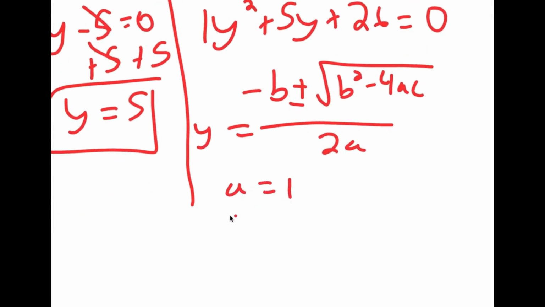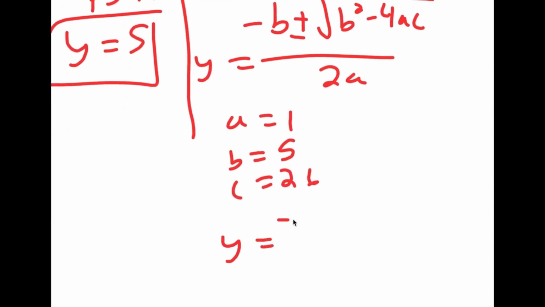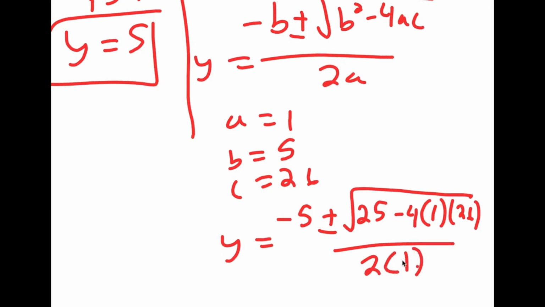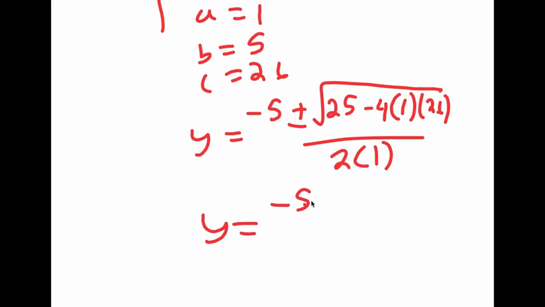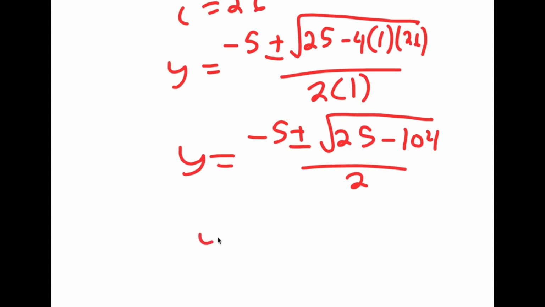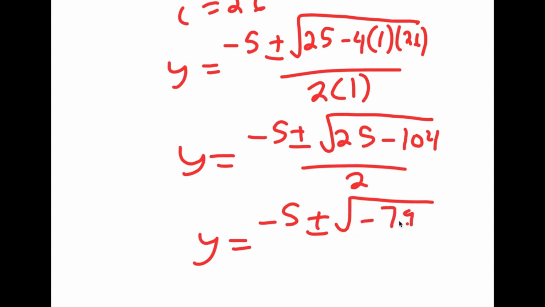So in this case, a is 1, b is 5, and c is 26. So I get y is equal to negative 5 plus or minus the square root of 5 squared, which is 25, minus 4 times a, which is 1, times c, which is 26, all over 2a, so 2 times 1. And now this is equal to negative 5 plus or minus the square root of 25 minus 26 times 4, which is 104, all over 2 times 1, which is 2. And now this is equal to negative 5 plus or minus the square root of negative 79 over 2.